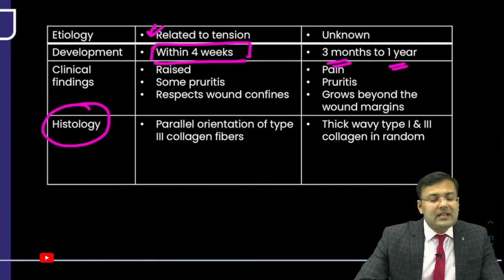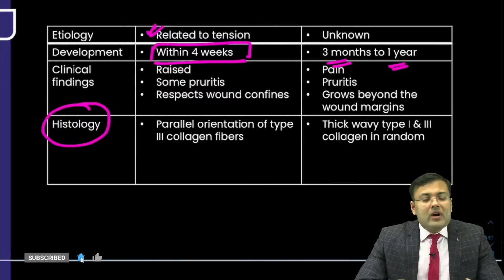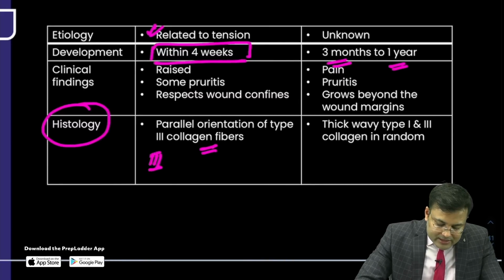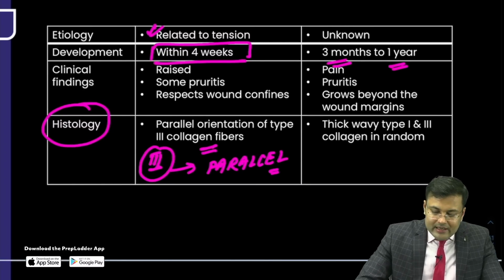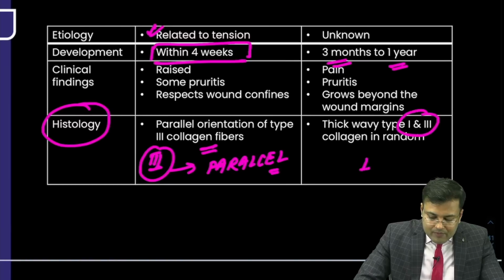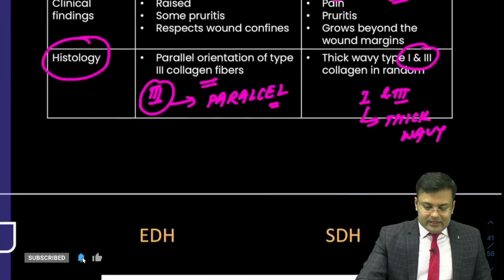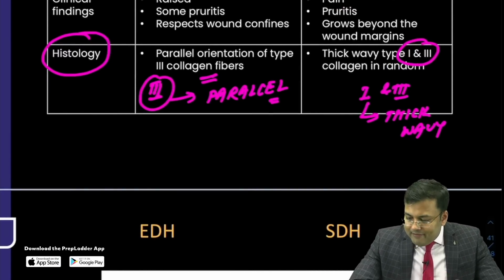Sometimes this question is asked in pathology related to histology. What kind of orientation of collagen fibers are there? Type 3 collagen. And what kind of orientation? Parallel. There is parallel orientation. And in keloid, both type 1 and type 3 collagen. And what kind of orientation? Thick wavy. There is thick wavy collagen. This is thick and wavy collagen. So hypertrophic scar, keloid, very, very important.